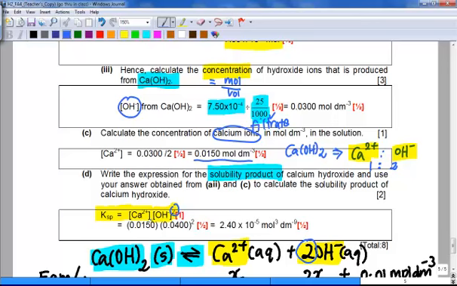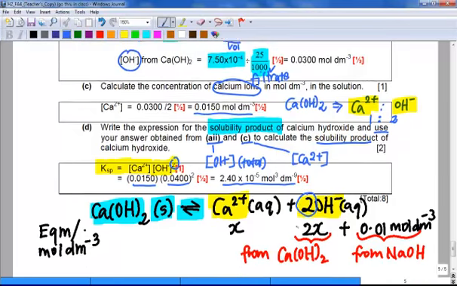So very simple, they ask you to use your answer obtained from A part 2 and part C to calculate the solubility product. Very simple, your A part 2 is actually asking for concentration of OH minus, the total. Part C asks you to find concentration of Ca2 plus. So based on this, you can sub in everything and you will get 2.4 times 10 to the power of minus 5.